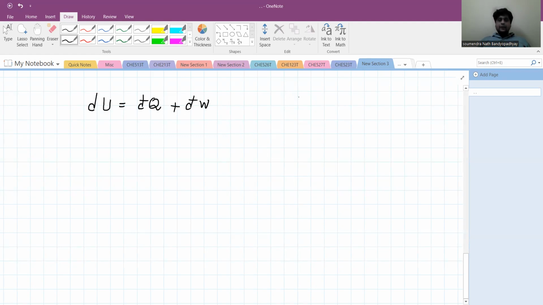Now, the second law states that, or you can derive from the second law, the definition of entropy. So, what is the entropy? It is the heat energy absorbed in a reversible process per Kelvin. Okay. So, from there, I can say that dq can be calculated as T into dS.